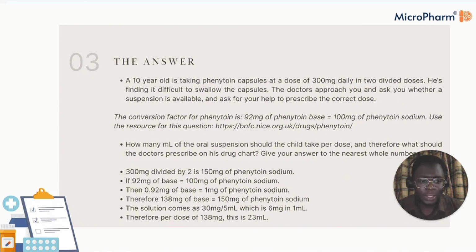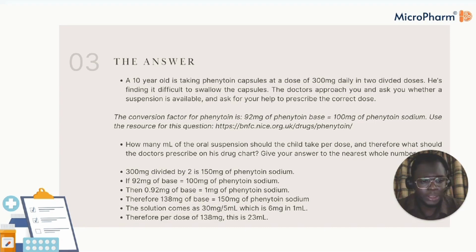So the first thing that I would need to do here is figure out how many mL of the oral suspension the child should take per dose. So what I wanted to do from the resource given was find out what the concentration of the suspension was. In this instance, it's 30 milligrams in 5 mL, which is 6 milligrams in 1 mL.